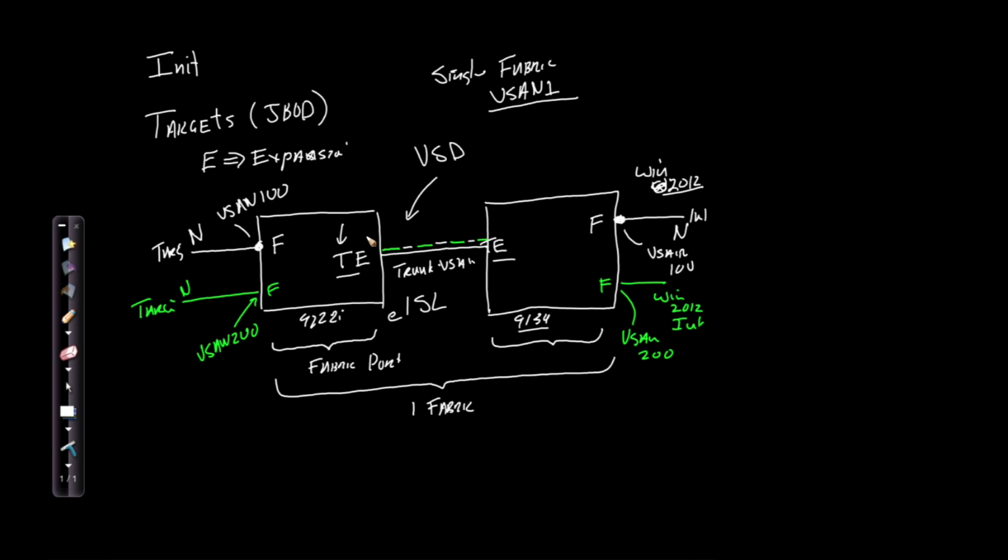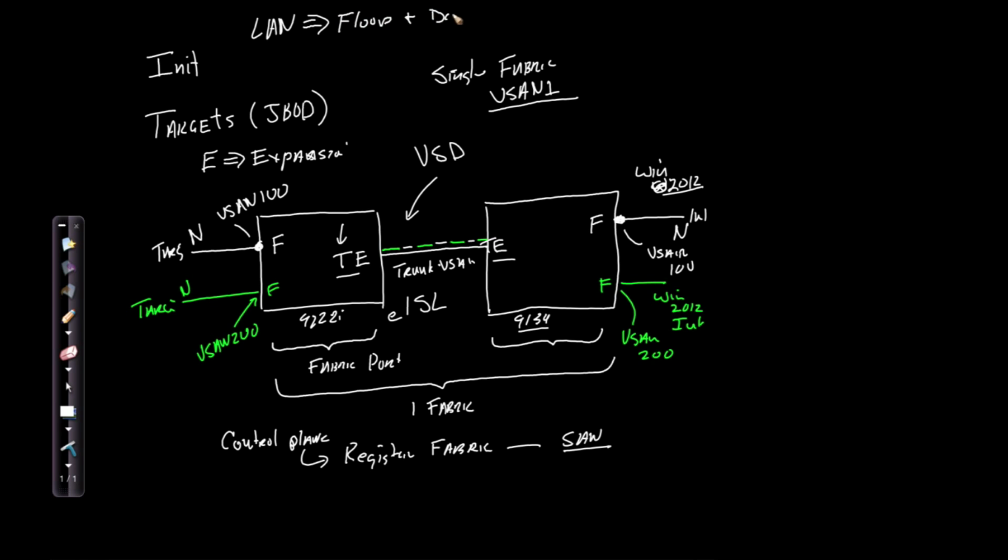Now, the reason that I'm bringing this up is that we need to also look at the control plane. One more time, the control plane is going to be the way that we register with the fabric itself. Fabric registration is the principle of SAN networking. Fabric registration allows us to go well beyond what Catalyst style switches can do, because when we look at LAN or local area network switching, we do what we call flood and discovery, whereas in SAN, everything is stateful. Everything is handled in a stateful fashion.